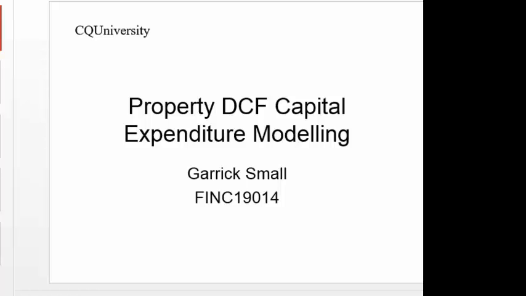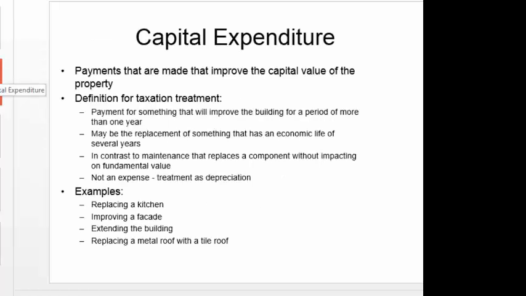We now move to the question of capital expenditure modelling within our investment appraisal DCF model we've been building. Capital expenditures are payments that are made to improve the capital value of a property. They are cash flows because there's cash basically coming out of the owner's pockets. They are not an expenditure which is part of the profit and loss process, a detraction against your profit. But from a cash flow point of view, they're simply considered as cash going out.